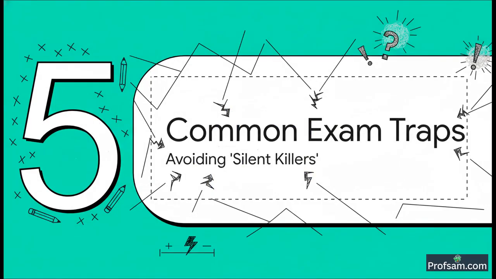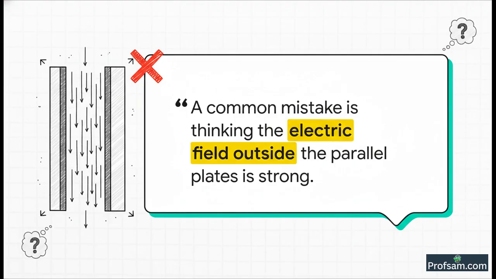Okay, now for a really important part. Let's talk about the common traps, the silent killers, that cost students marks in the exam. These are the small mistakes that can really hurt your score, so I want you to pay very close attention here. Here's a big one. A really common mistake is thinking that the electric field outside the parallel plates is also strong. You know, students think, well, there's a strong field inside, so there must be a field outside too. Let me tell you, that is a very common and a very wrong assumption.